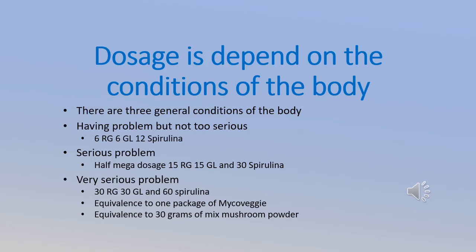And as I say, spirulina is assisting. We put here 60. If you feel that 60 is too much, you take 30. Also up to you, not so critical. But 30 Rg and 30 Gl is a must for this mega dosage. So when it is a serious problem like diabetes, cancer, and many other serious problems, then we have to go for this mega dosage. So this is all about the dosage.